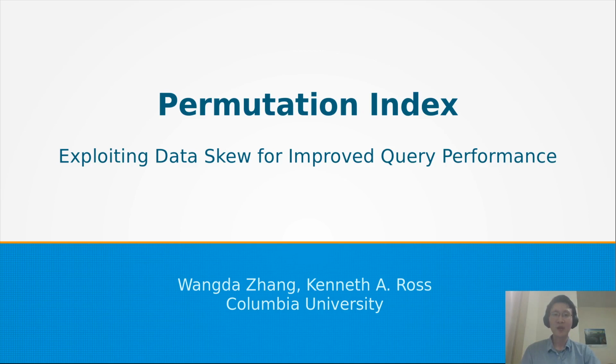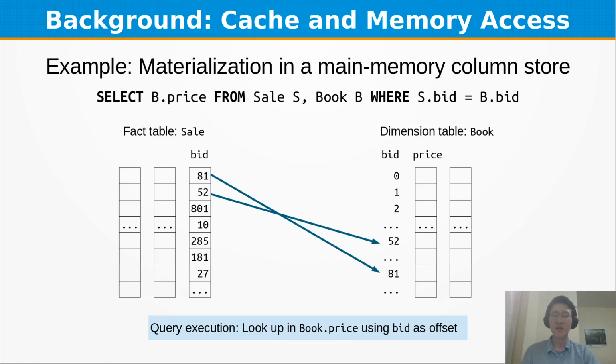In this video, I'm going to present Permutation Index, a method for exploiting data skew to improve query performance in a main memory column store. As an example, consider a large fact table corresponding to the sales of a bookseller. One column of this fact table is the ID of a book, represented as an integer foreign key BID into a dimension table of book information.